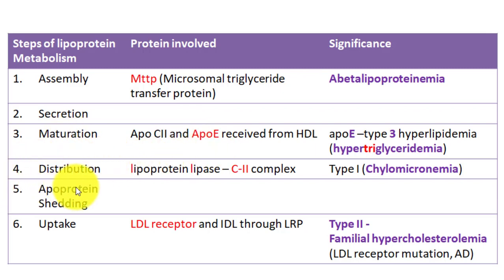Now the fourth step is distribution. After nascent VLDL converts into mature VLDL, there will be rapid distribution of lipid around the tissues, adipose tissue, muscle and cardiac tissues.